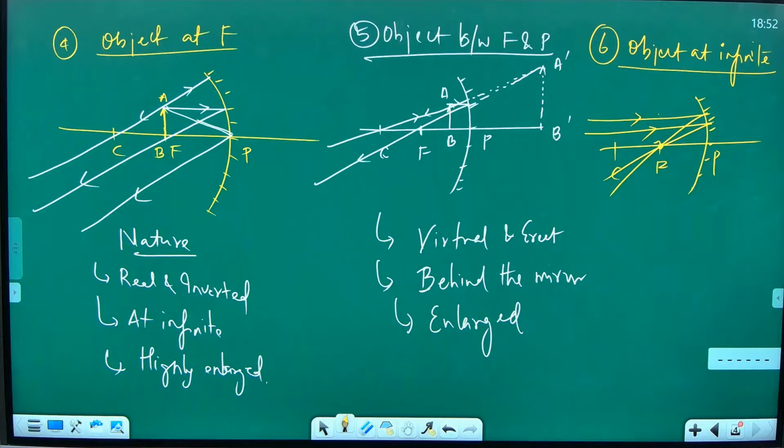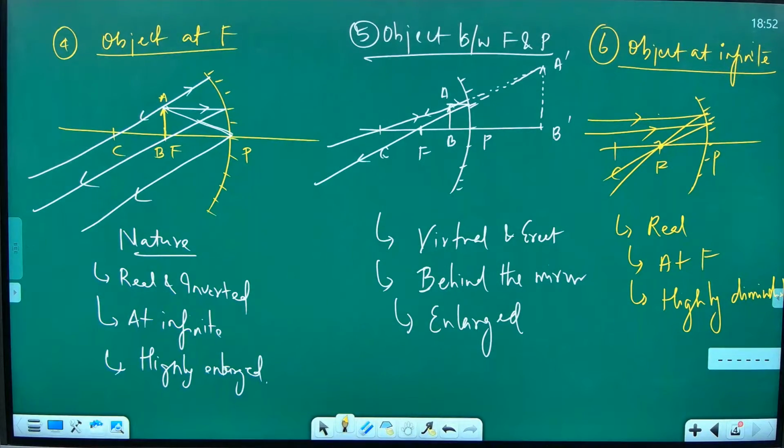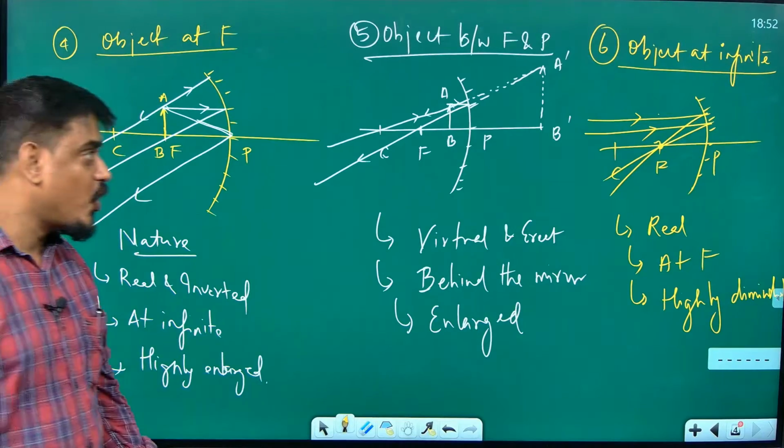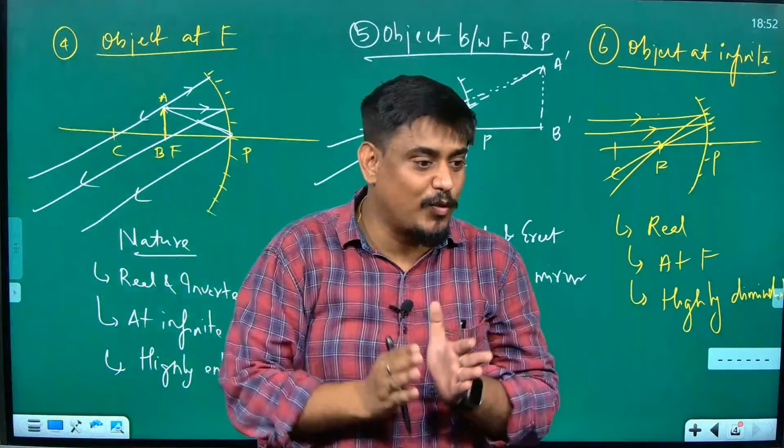If they are meeting at the focus, then I can say that it is a real image. It is not good to write the word inverted here because it is point sized. So can I say it forms at the focus and it is highly diminished. I will repeat this. Object is at infinite, image forms at focus.